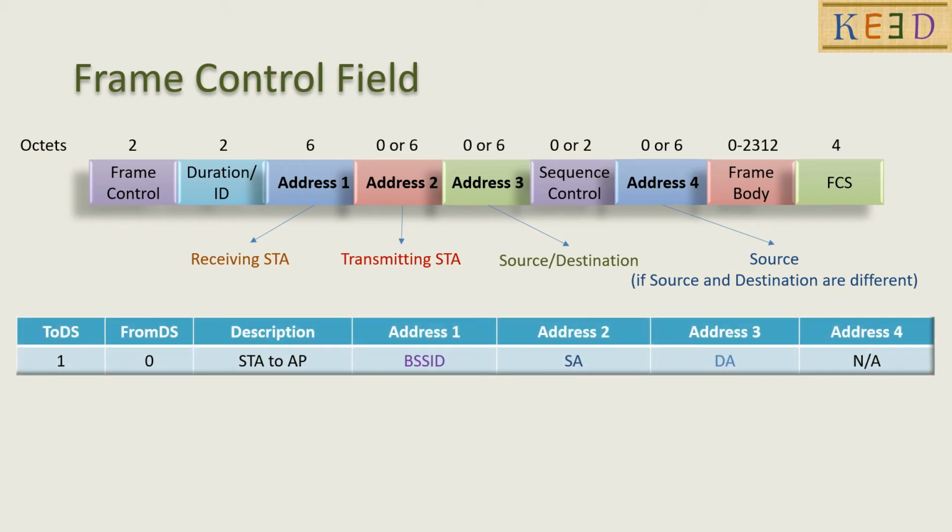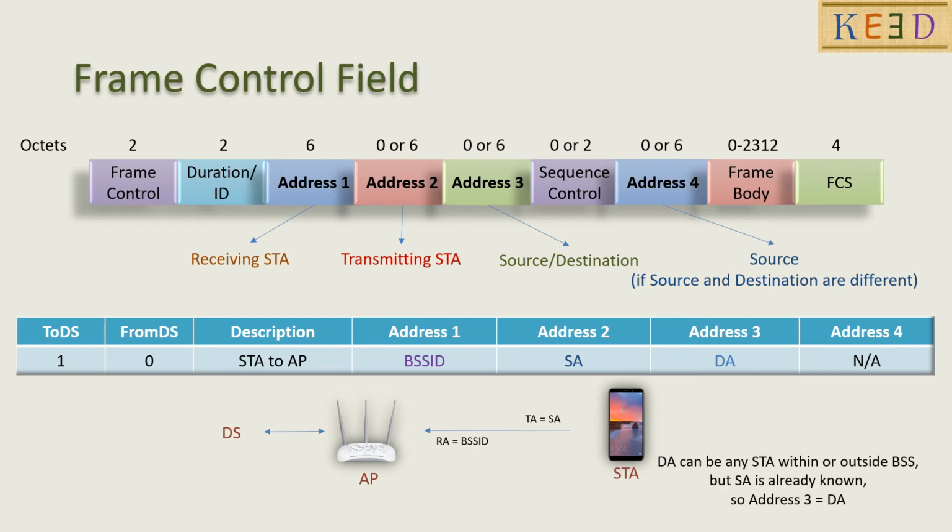When the station transmits the packet to the AP, then To DS is 1 and From DS is 0. Transmitter address equals source address. Receiver address equals the address of the AP, that is BSS ID. So, address 1 is the receiver address, that is BSS ID. Address 2 is the transmitter address or source address. Address 3 is the destination address since the source address is already present. Address 4 is not present.